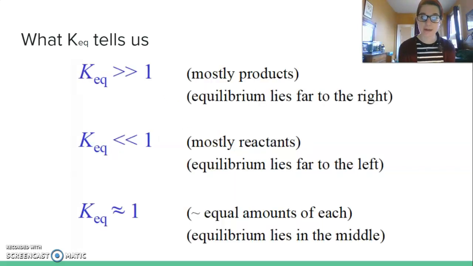This slide sums that up. So Keq greater than 1, we have mostly products. Equilibrium lies far to the right. Keq less than 1, we have mostly reactants. Equilibrium lies far to the left. And if Keq is about 1, we have pretty much equal amounts of each. So equilibrium lies in the middle.